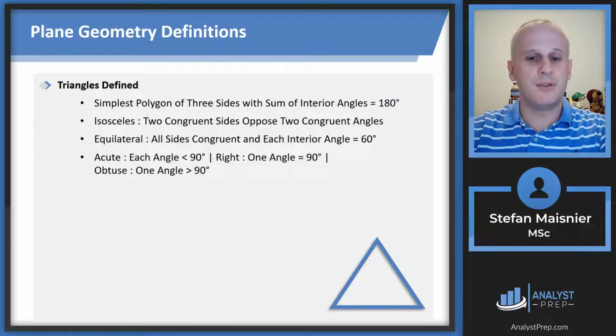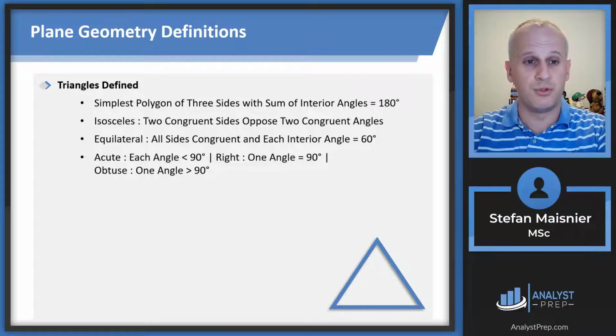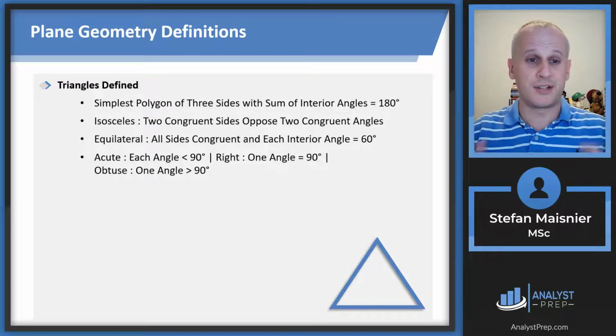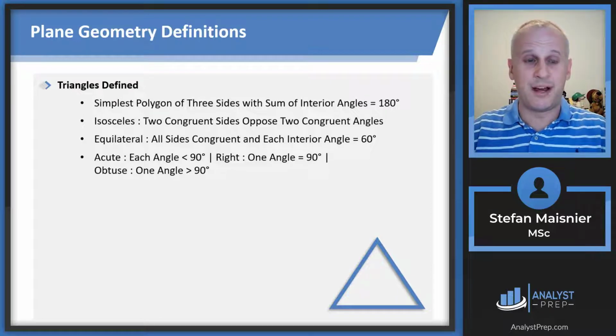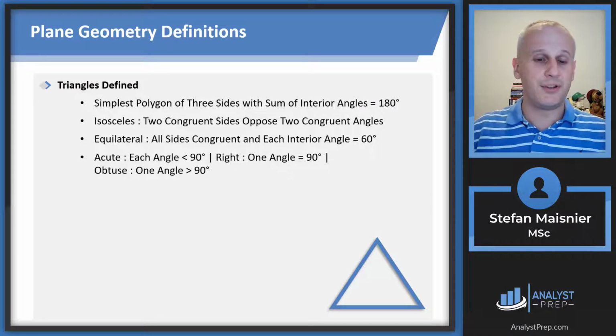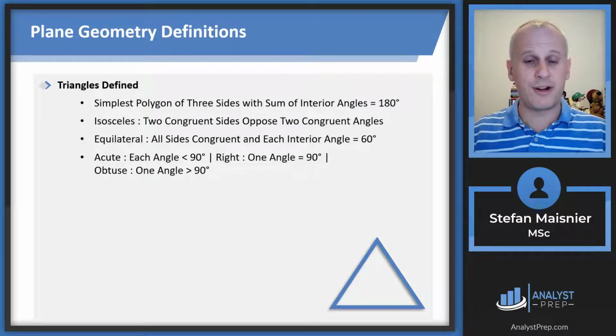Then we get to acute, which indicates that each angle in the triangle is less than 90 degrees. So you can define your triangle similarly to what you do with the angles themselves, because a right triangle just means that one angle has a measurement of 90 degrees. And of course, it can only be one angle that has the measurement of 90 degrees, because if you had two angles with a measurement of 90 degrees, you have a straight line and you would not be able to form a triangle.